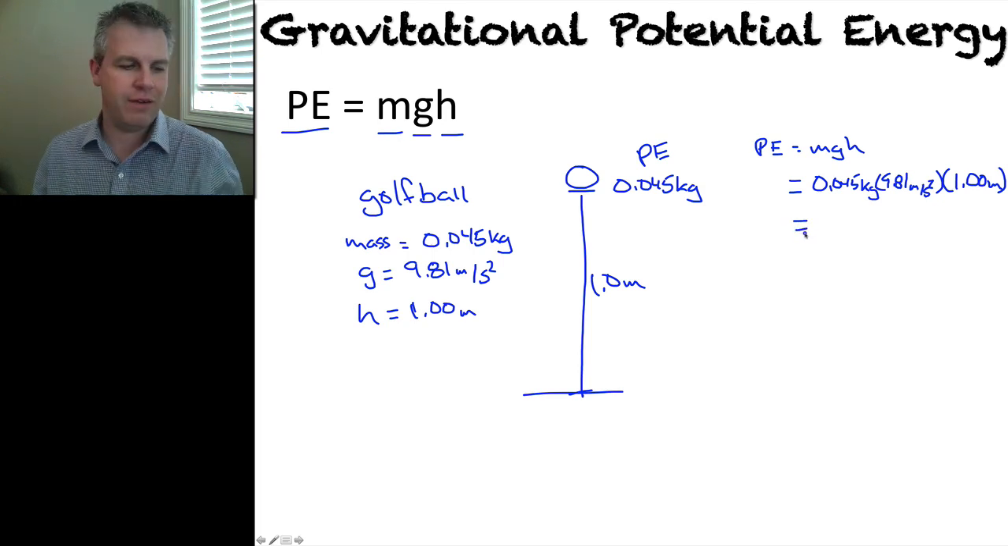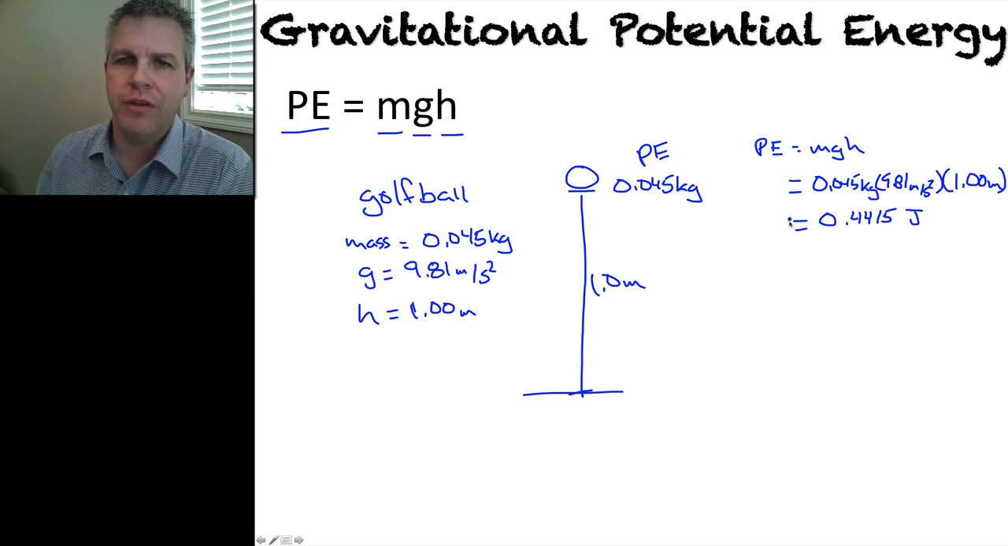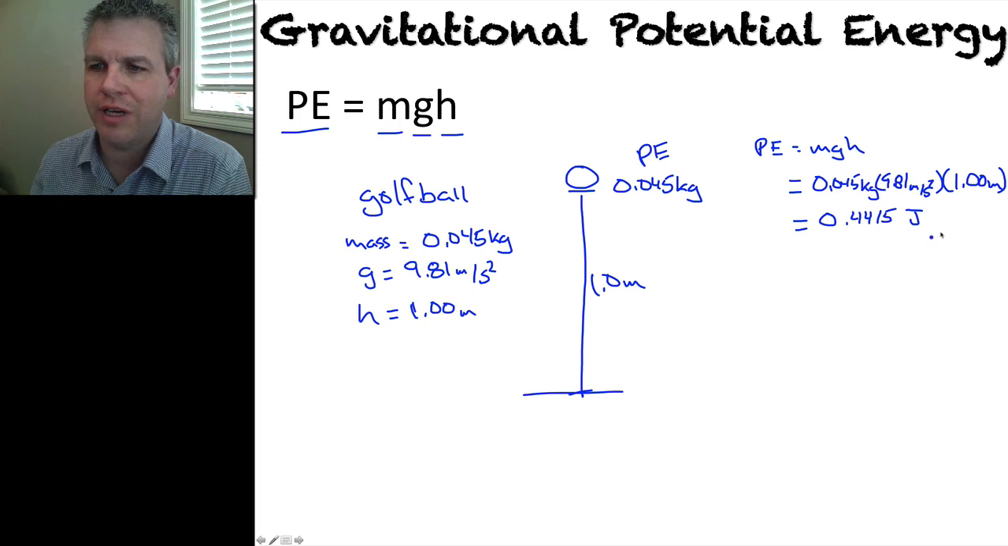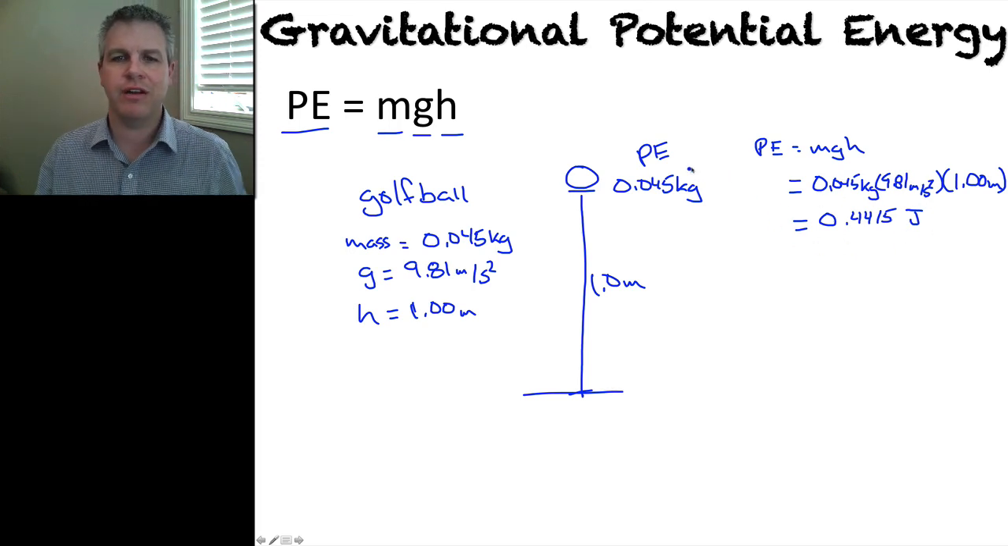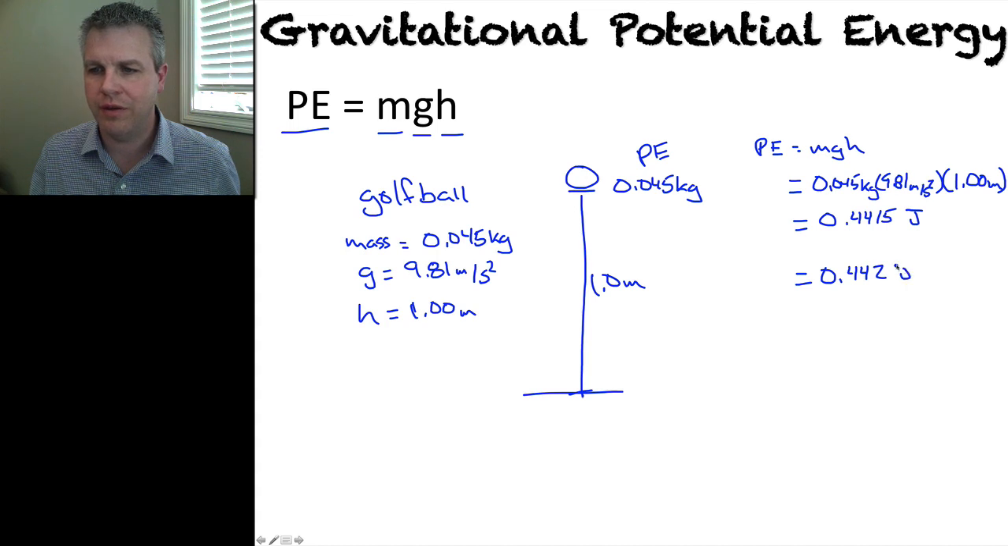Okay, and that's going to give me an answer of 0.4415, and our answer is in joules. So that tells me that the potential energy this object is going to have above the ground here is 0.4415. If I put that into significant digits, 0.442 joules. Okay, so that's its ability to do work. That's how much energy this object has.